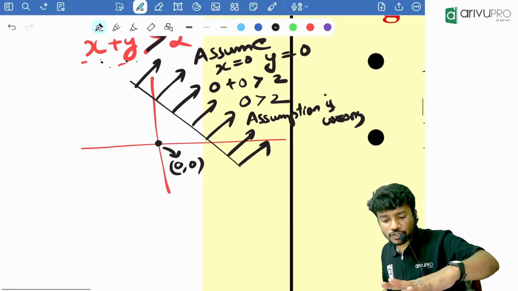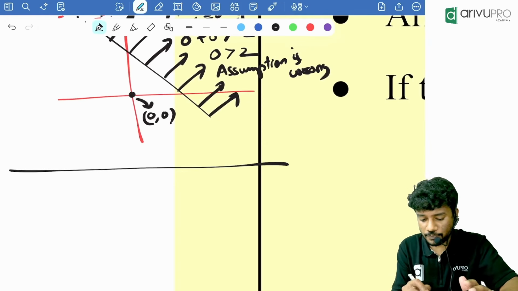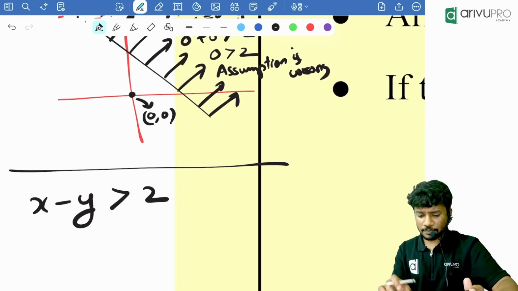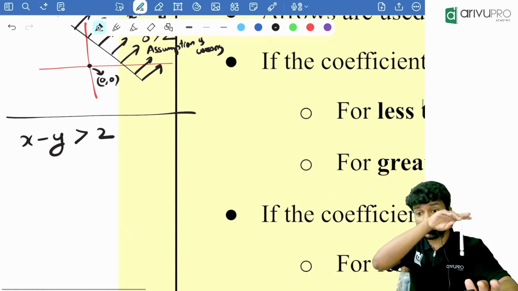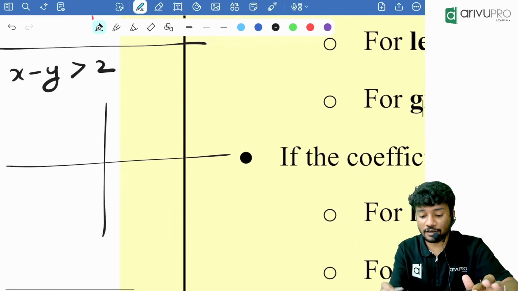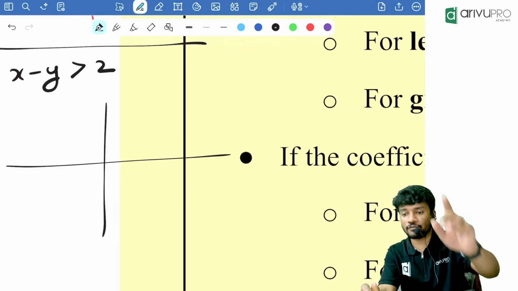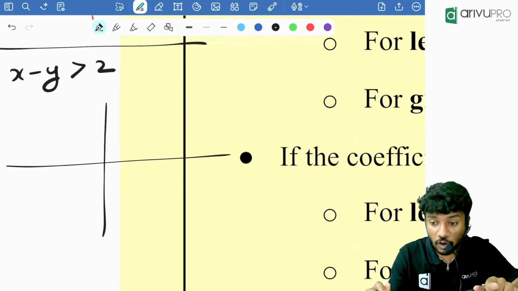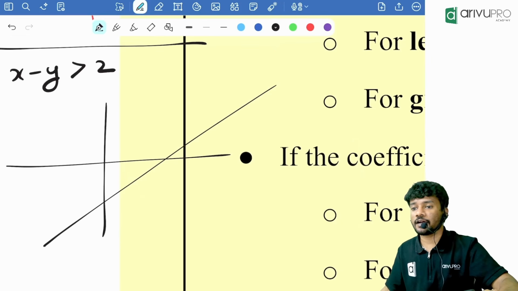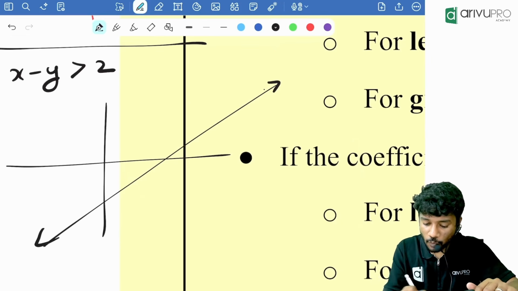Can I give you another question, everyone? Look at this question. x minus y greater than 2. Draw me the graph. Signs of x and y are different, which means the graph will go from lower left to upper right, like this. The graph will be like this. Now, what is the next step?